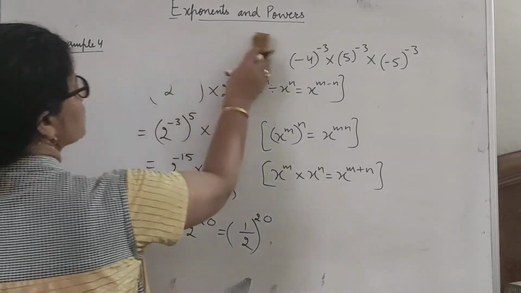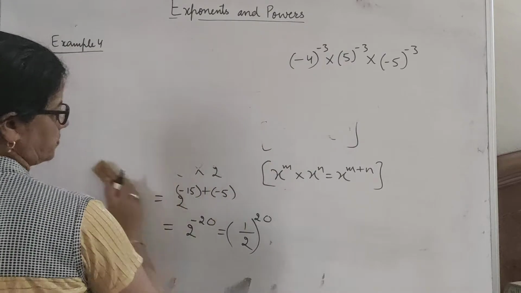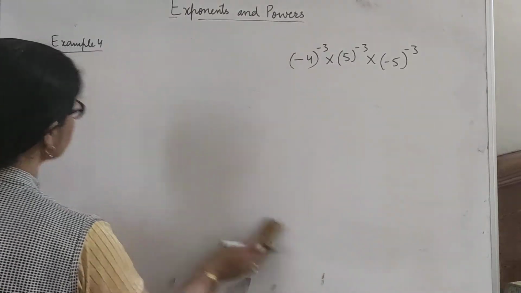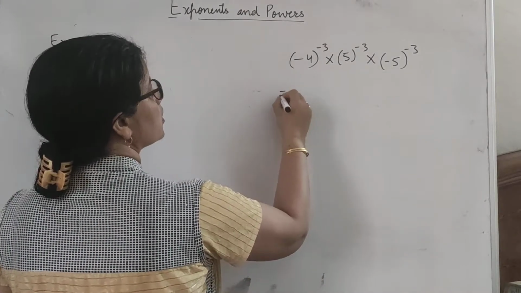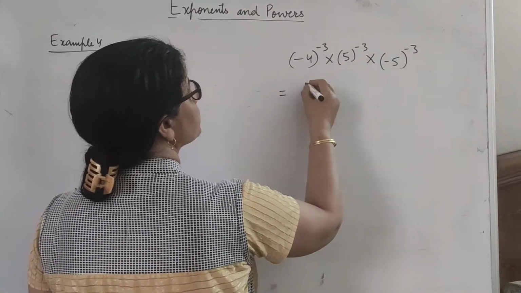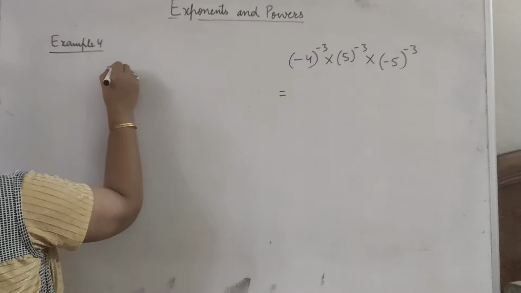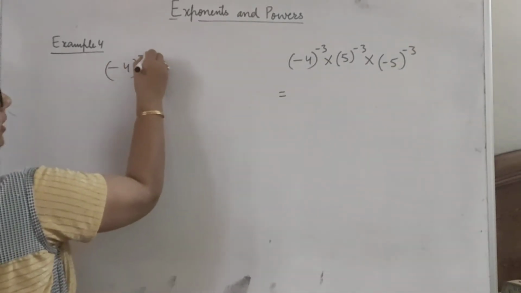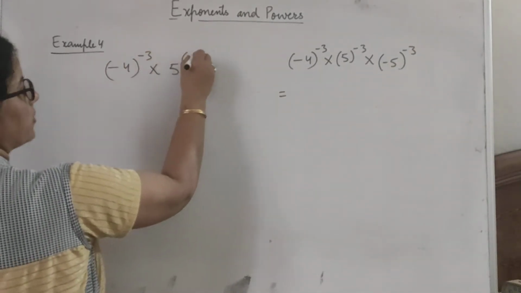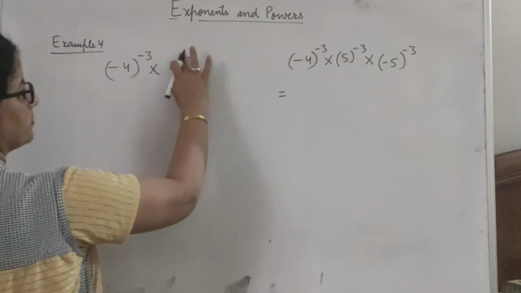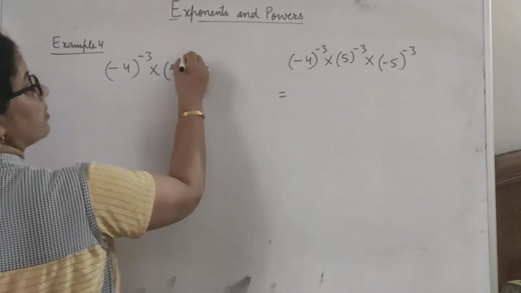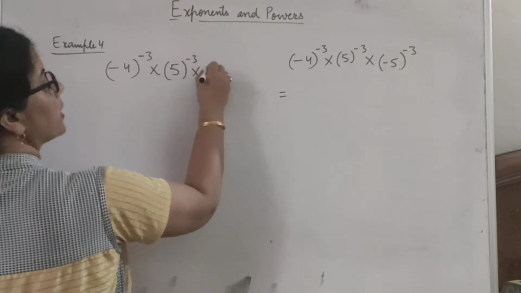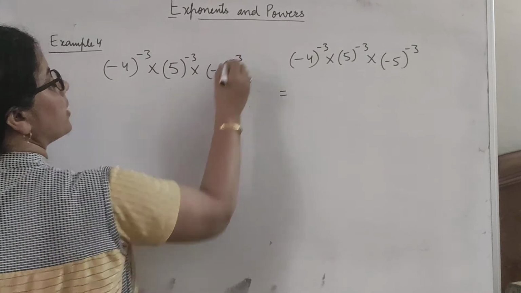Now let us do the second part of this. This was the first part. The second part is that we multiply this. See, all are having the same exponent. What is the question here? Minus 4 raised to the power minus 3, 5 raised to the power minus 3, minus 5 raised to the power minus 3.